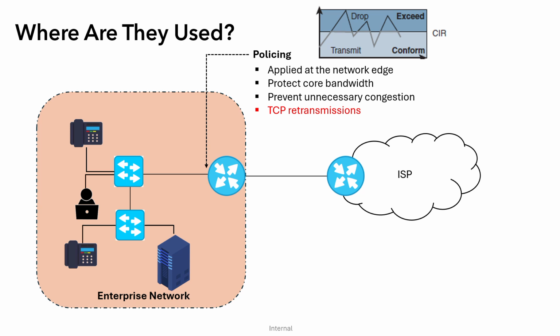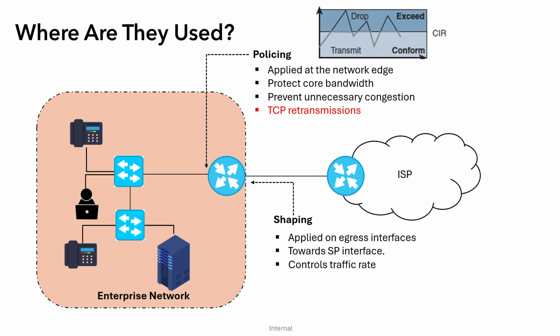Let's see where we apply traffic shaping. Traffic shaping is applied on egress interfaces, especially towards the service provider facing interfaces, where you connect your network to the service provider. Instead of dropping the packet, here we control the rate before sending it out. This ensures we stay within the SLA limits defined by the service provider. The provider does not drop our traffic, and this results in fewer packet drops and better TCP performance. In simple terms, policing controls incoming traffic and shaping controls outgoing traffic.